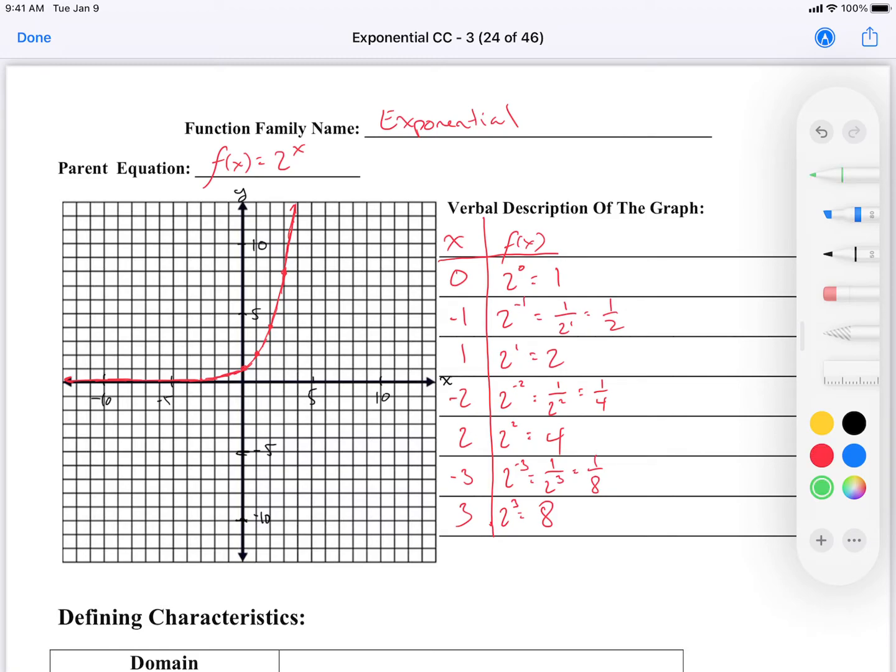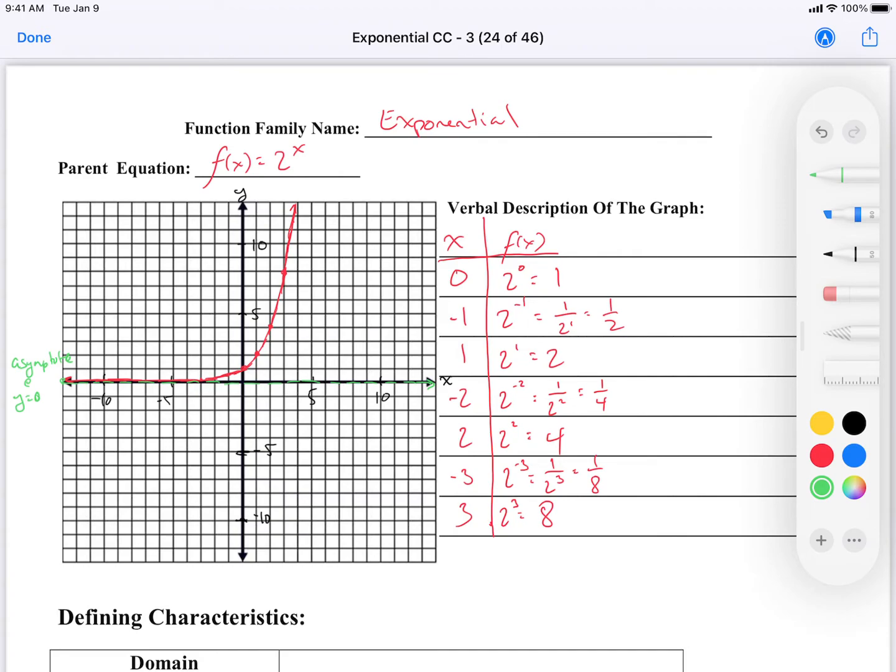Who remembers what that's called when we have something like that? Asymptote, right? It's called an asymptote. So here at the x-axis, since we can never cross it, we actually have a horizontal asymptote at y equals 0, okay?